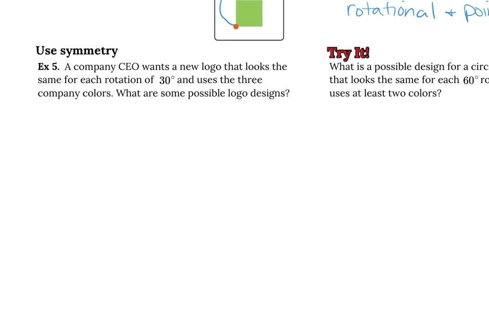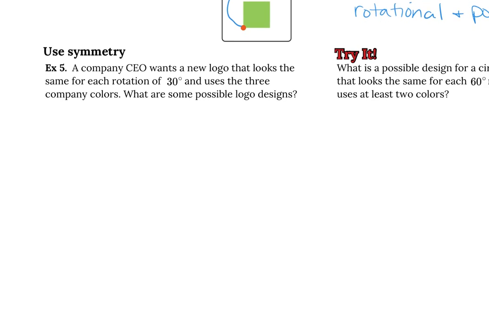Okay, a company CEO wants a new logo that looks the same for each rotation of 30 degrees and uses the 3 company colors. What are some possible logo designs? Okay. I'm not going to fully do this one with you, but I'll give you the basis so you can get it started. So you're creating 30 degree rotations. Okay, so we're going to need 6 lines of symmetry.